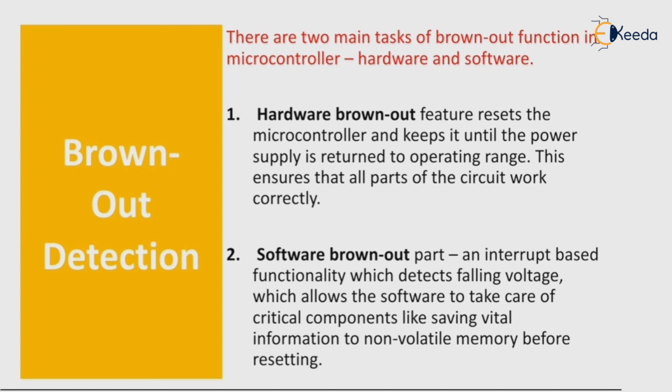Second is software brownout, a port and interrupt based functionality which detects falling voltage, which allows software to take care of critical components like saving vital information to non-volatile memory before resetting. This is software brownout.